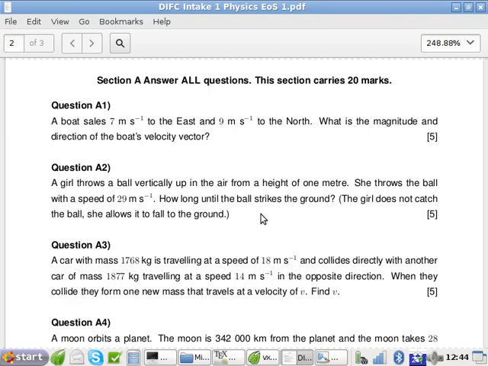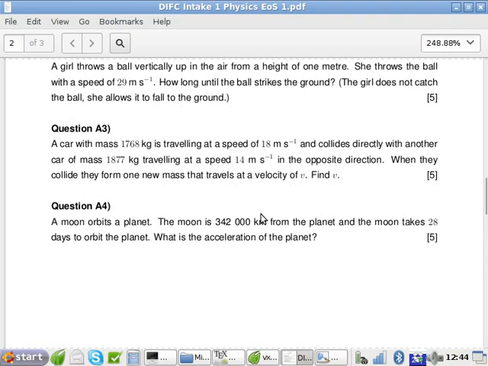I think I'll do number 4 with the moon and the planets, yes? If you want, you can write it down. A moon orbits a planet, that's the distance the moon is from the planet, and it takes 28 days to orbit the planet. What's the acceleration?